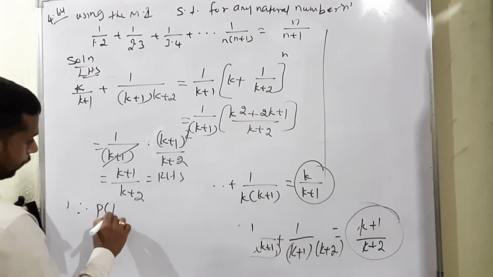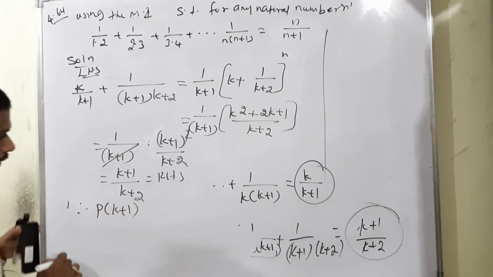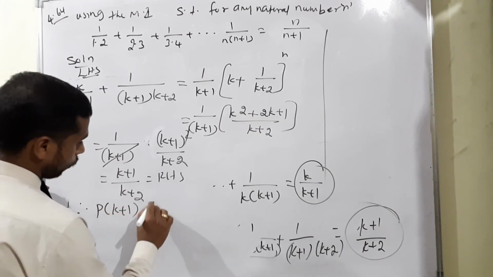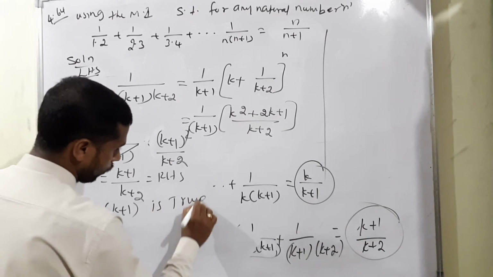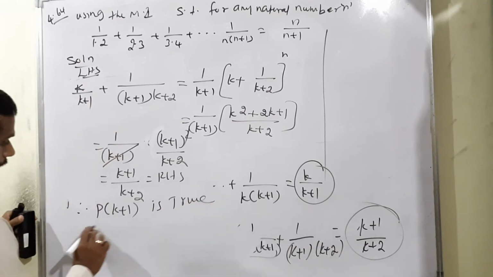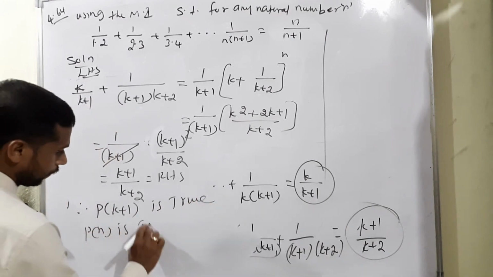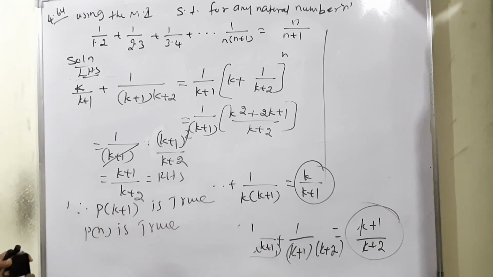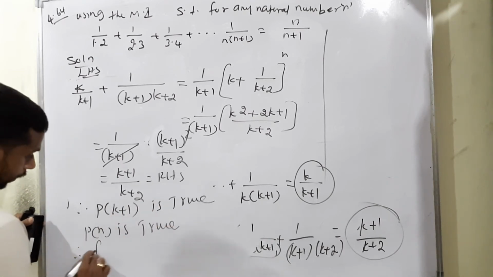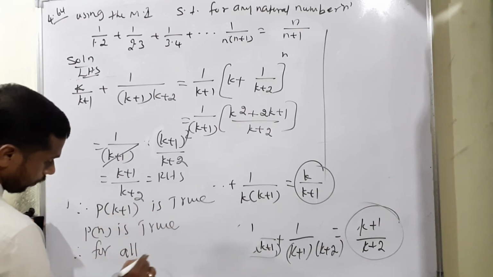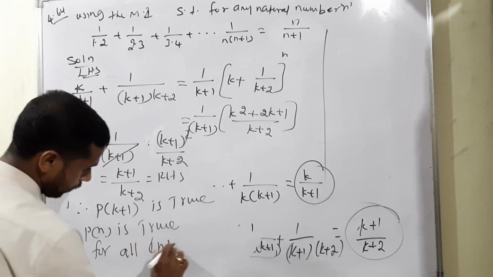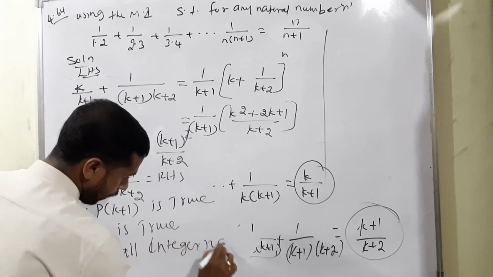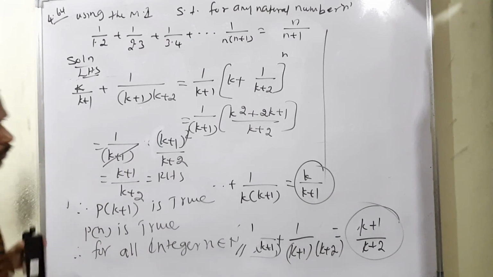Therefore we can say P of k plus 1 is true. So k plus 1 is true means P of n is also true. Therefore for all integer n belongs to natural number, hence proved. Okay, so I will continue the next example.